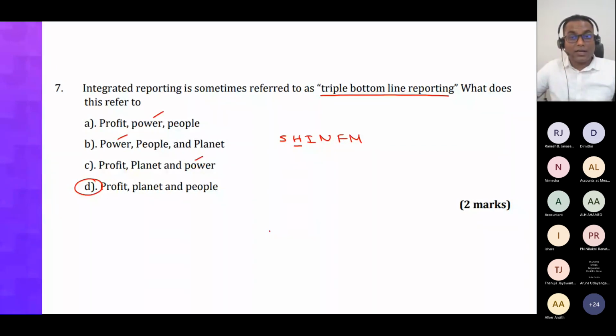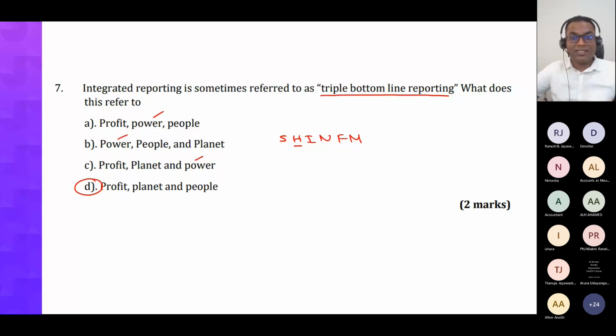What is included in the triple bottom line? This is a very simple one, right? So integrated non-financial reporting, you have different types of non-financial reporting: sustainability reporting, integrated reporting, triple bottom line reporting. So this particular question is more specifically on what is included within the triple bottom line reporting.